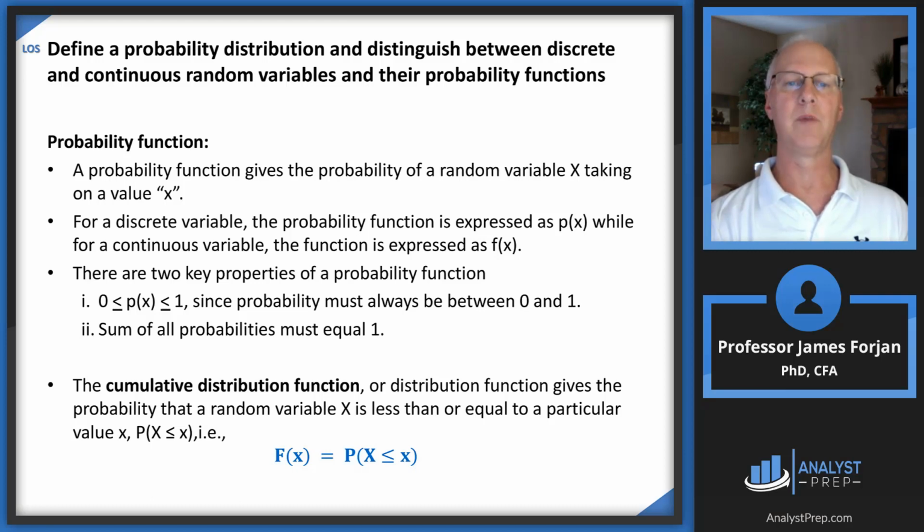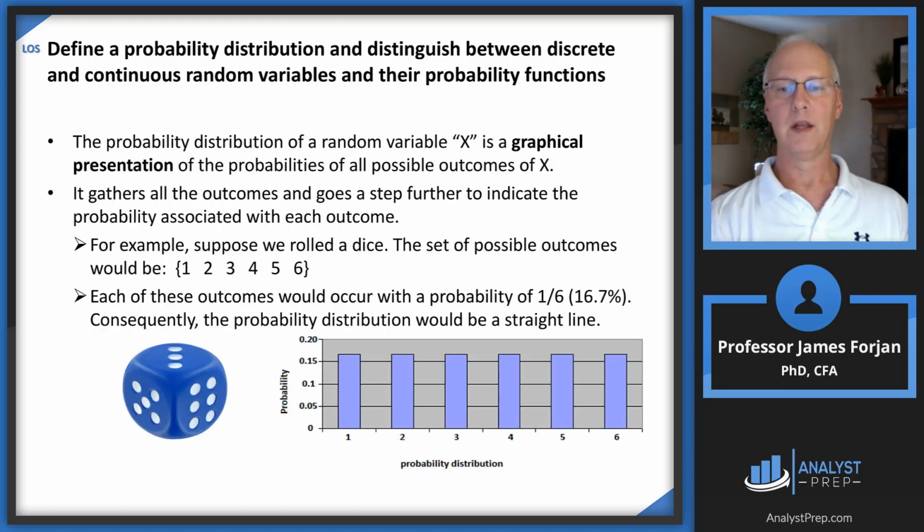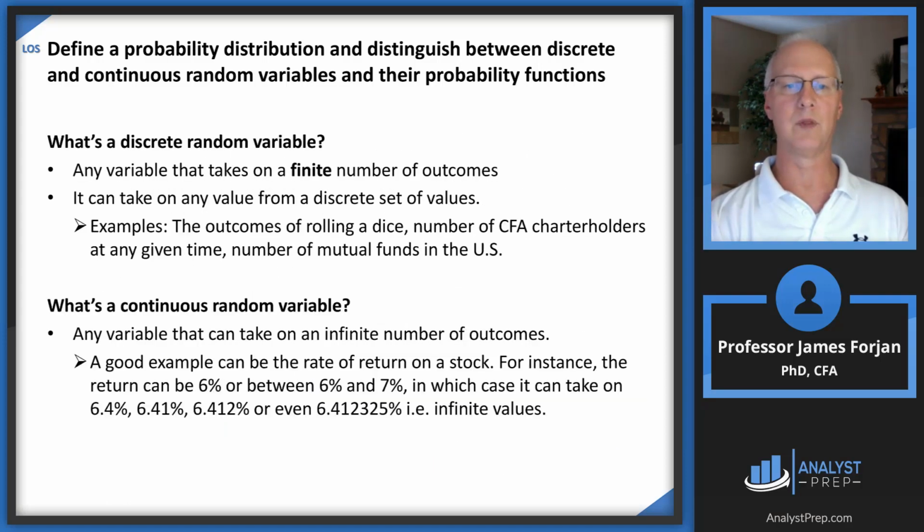All right, 2 key properties of a probability function. They've got to be between 0 and 1, because something can't have a negative probability of occurring, and you can't have a probability of occurring greater than 100%. And then the sum of all the probabilities must equal 1, which is what we did back here in the roll of the dice. We had 6 outcomes, and each one had a 1/6 chance. So 1/6 times 6, the 6's cancel, and you're left with 100%.